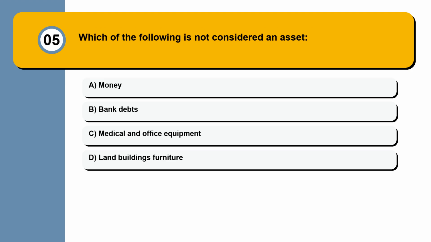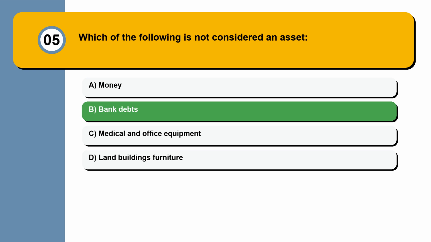Question 5. Which of the following is not considered an asset? Here are your options. Option A, money. Option B, bank debts. Option C, medical and office equipment. Option D, land, buildings, furniture. The correct answer is option B, bank debts.